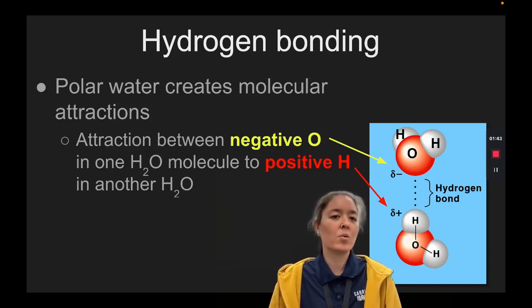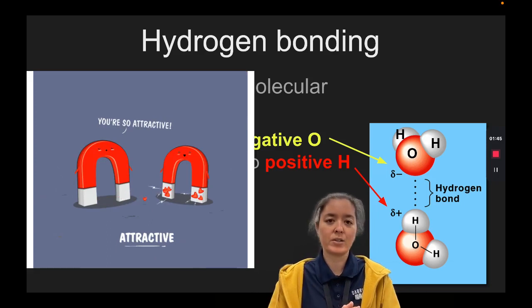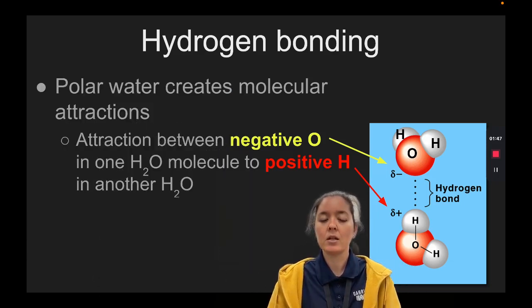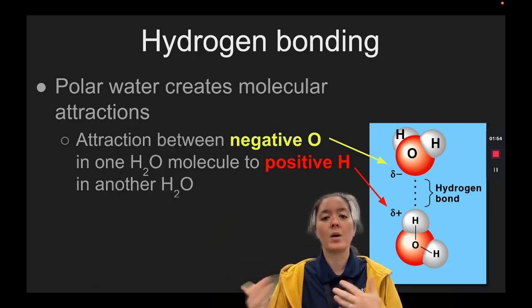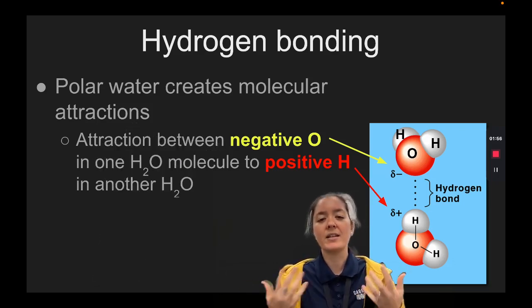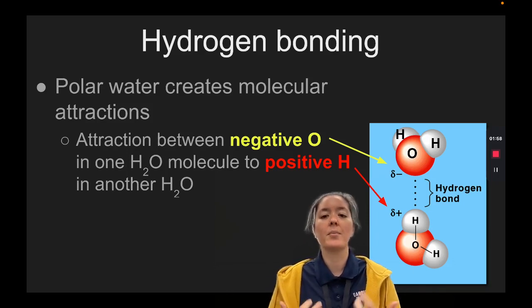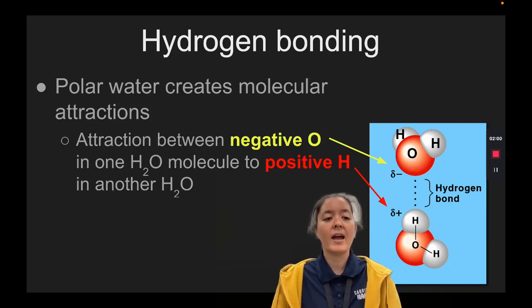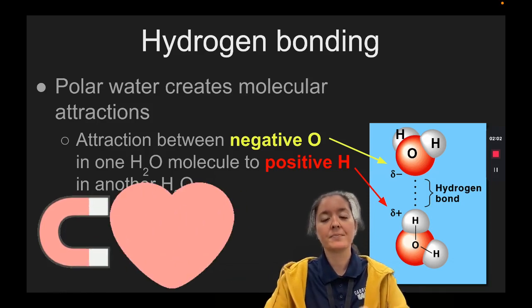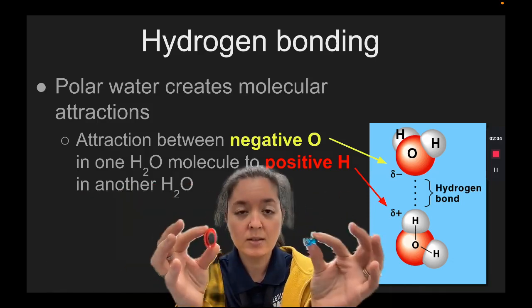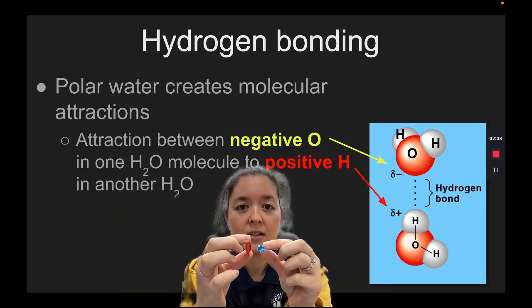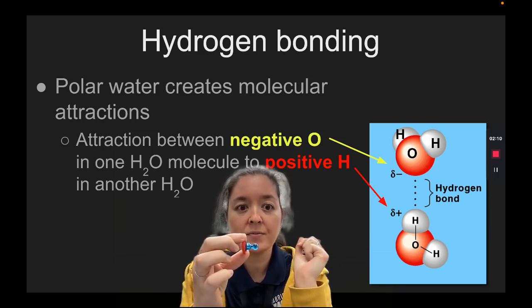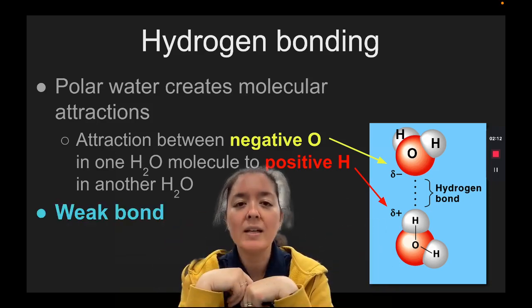Hydrogen bonding. Hydrogen bonding is how water molecules are attracted to each other and they stick together. So polar water, we know water molecules are polar, it creates little attractions between the positive and the negative. So we have the negative coming from the oxygen and a positive coming from the hydrogen, and it works a lot like a magnet. So we have 2 pieces, they are attracted to each other and they can even kind of stick together, but it's a really weak bond.